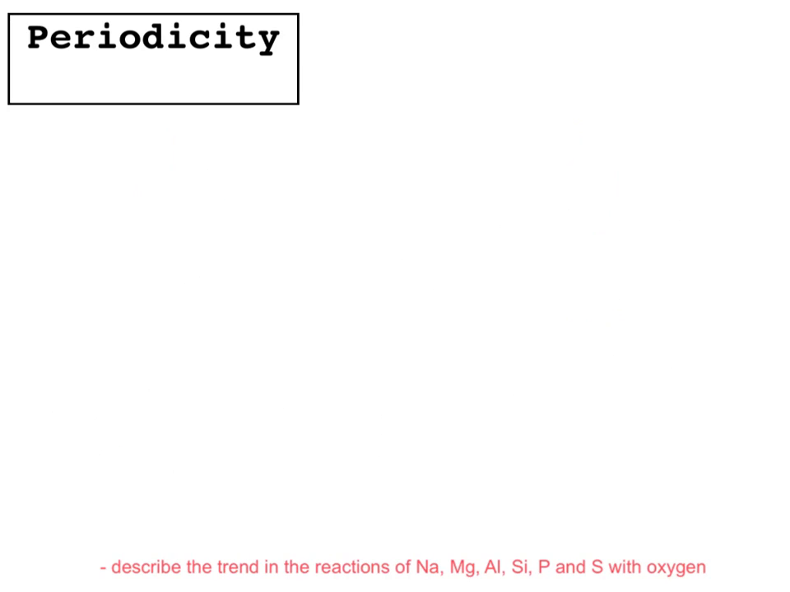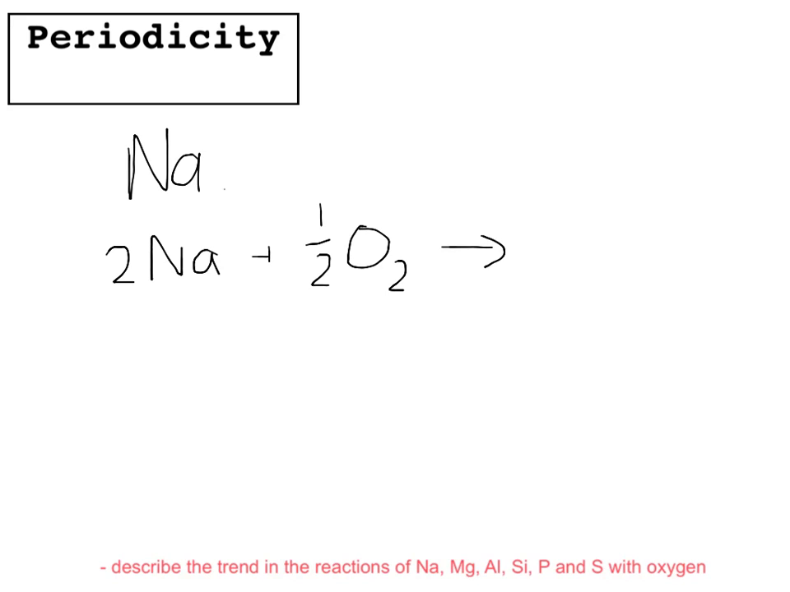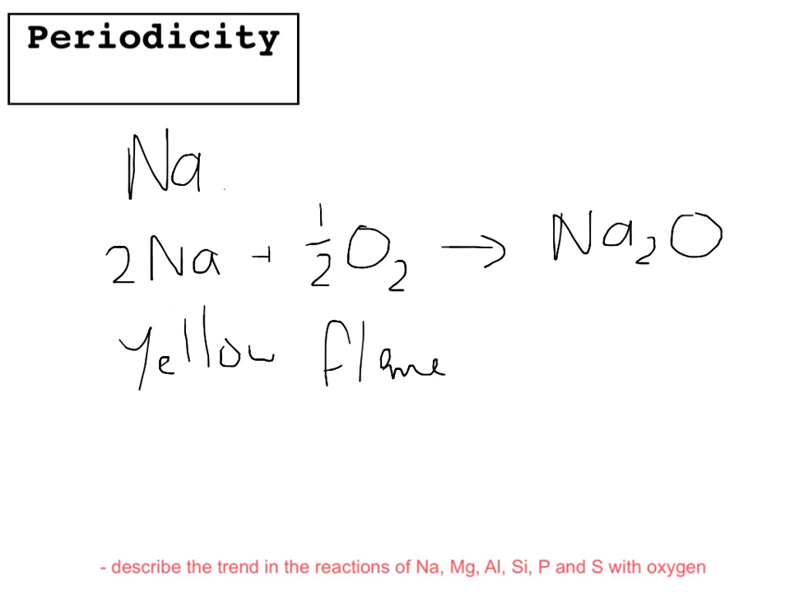So moving on, we need to be able to describe the trend in reactions of sodium, magnesium, aluminium, silicon, phosphorus and sulfur, basically the elements across period 3, with oxygen. So we'll start with sodium. If we burn sodium with oxygen, we get sodium oxide. So this is the equation for it. And sodium burns very brightly with a yellow flame, and it creates that sodium oxide.